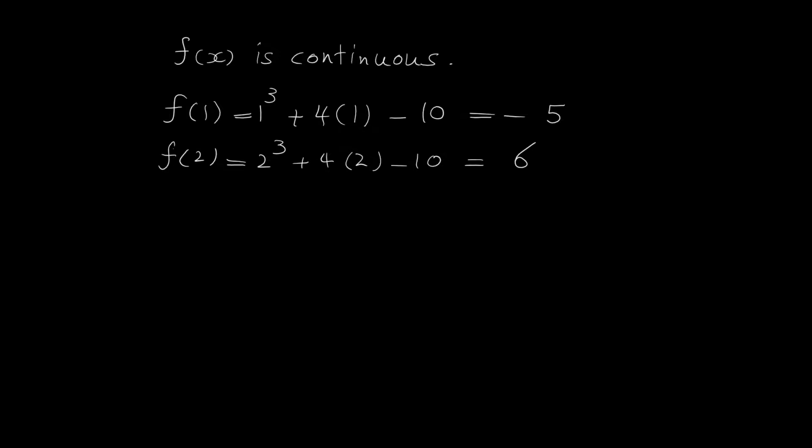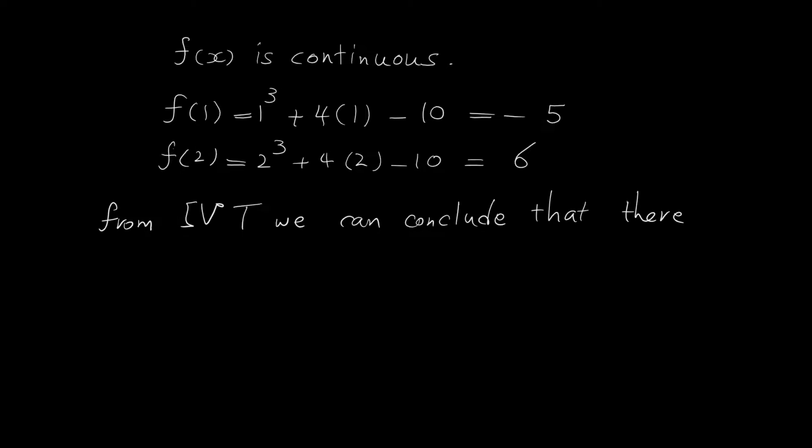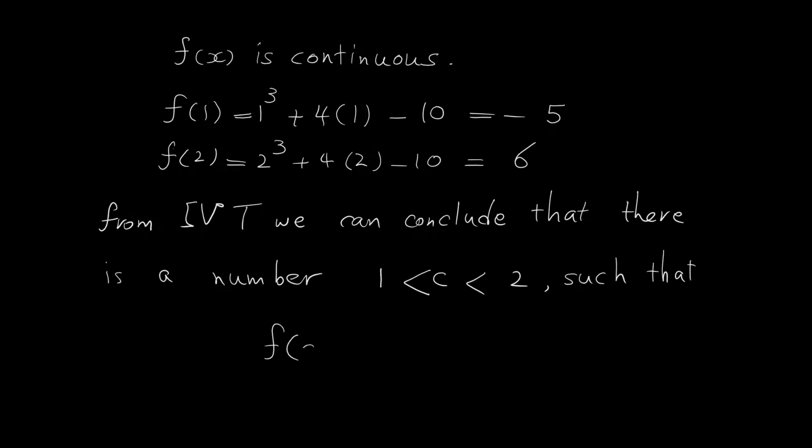So now we say, from IVT, we can conclude that there is a number c between 1 and 2 such that f of c is equal to 0.